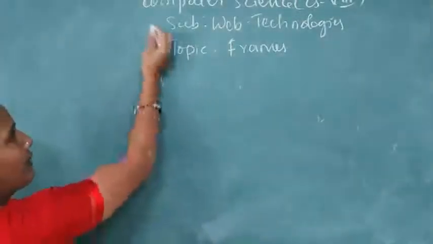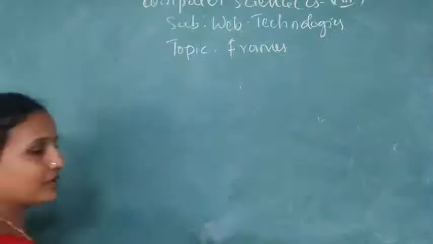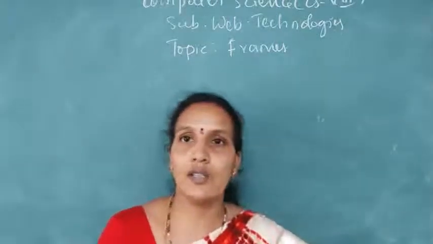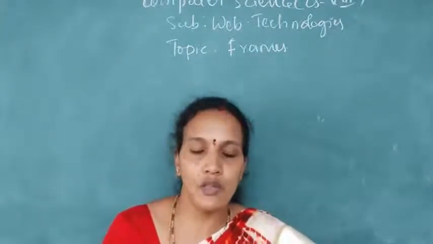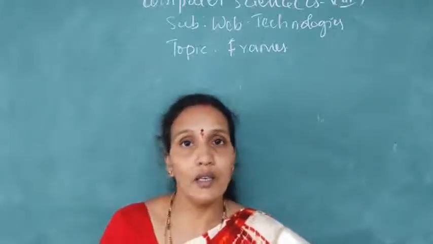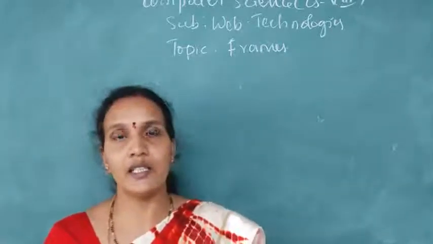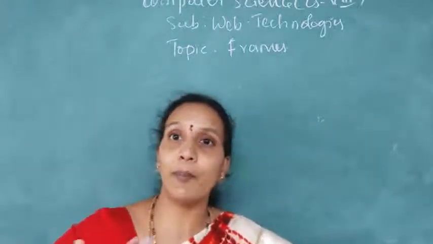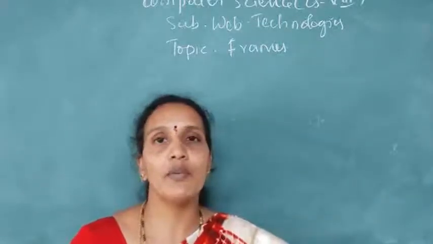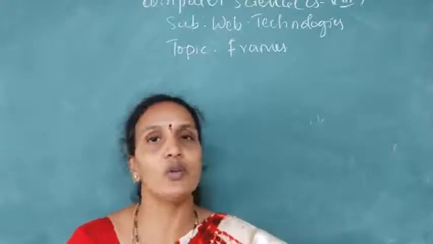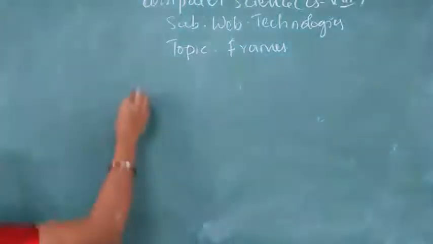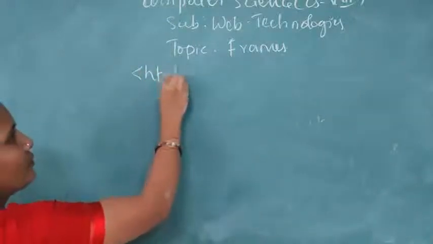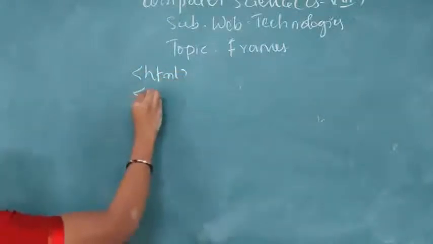Wherever you write the frameset, there you won't write the body tag. Because what is the use of the body tag? The body tag is used to display some content. But here we are not displaying any content, we are just dividing the browser window into sections. So the frameset tag is a replacement of the body tag. So in the HTML, you directly give the frameset.